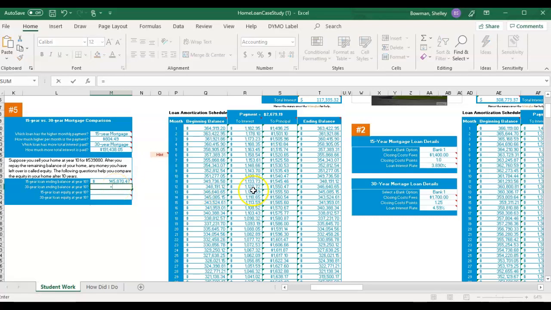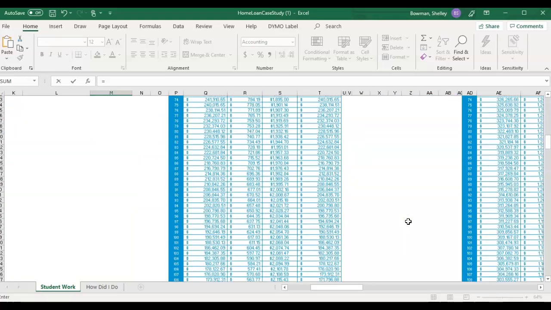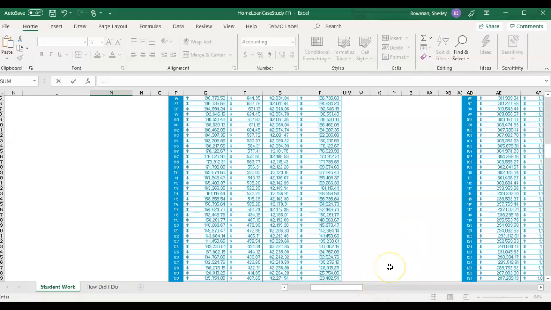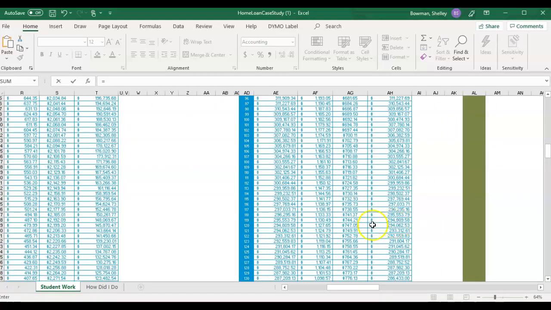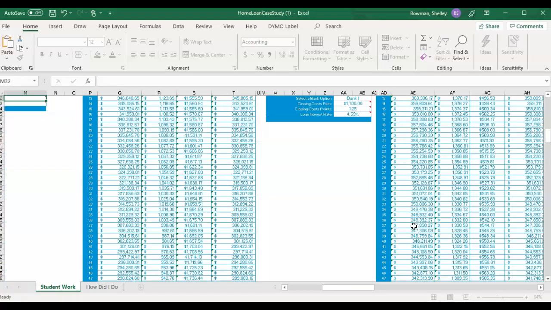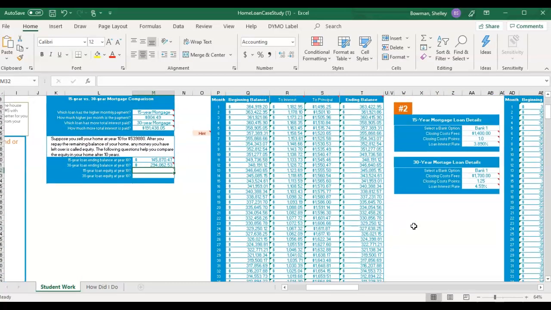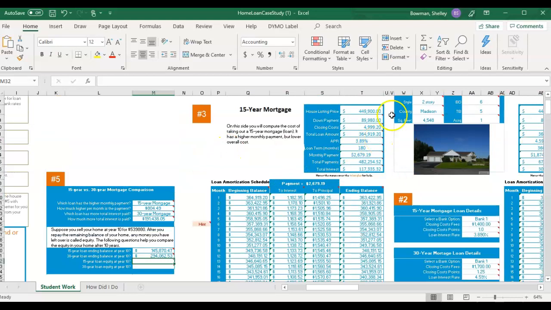Again, I'm going to cell reference here for month 120 in the 30-year mortgage. So we're going to come over here to the 30-year and scroll down to 120 and select this one. And there we go. Now the next thing says, okay, so I'm supposing that I'm selling my home at year 10 for this amount of money, and this will change with whatever your home price is. So that if you want to go back and look at this, you'll need to type this in separately.